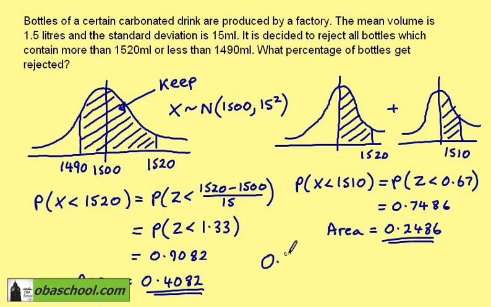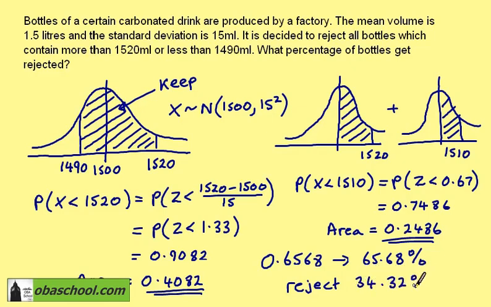Combining these two areas, 0.6568, which is 65.68%. That means we reject 100% minus this, which is 34.32%. Clearly, this would be a silly answer in a real manufacturing process. In a real manufacturing process, the standard deviation is very much less, so a much smaller percentage is rejected.